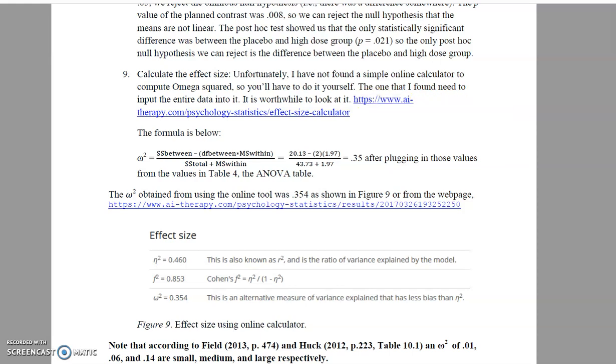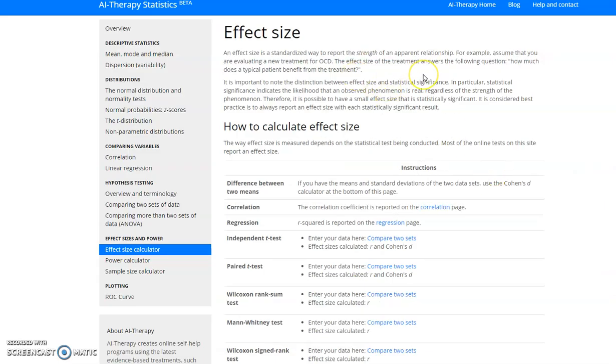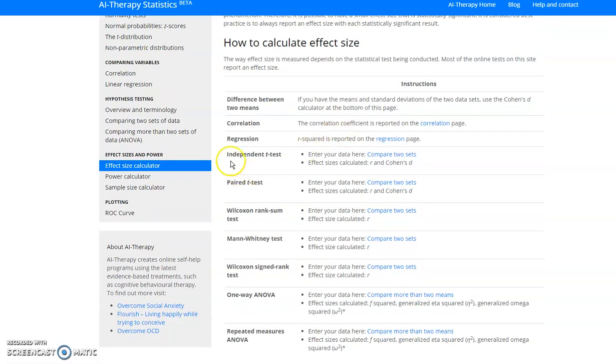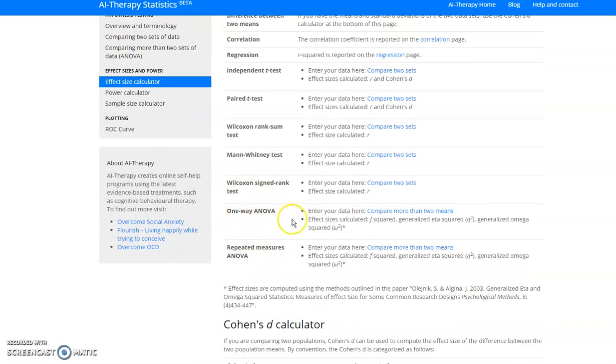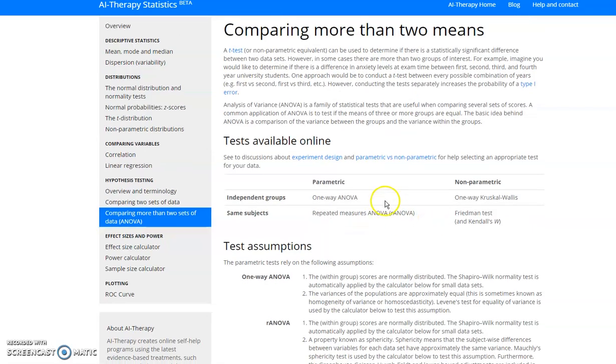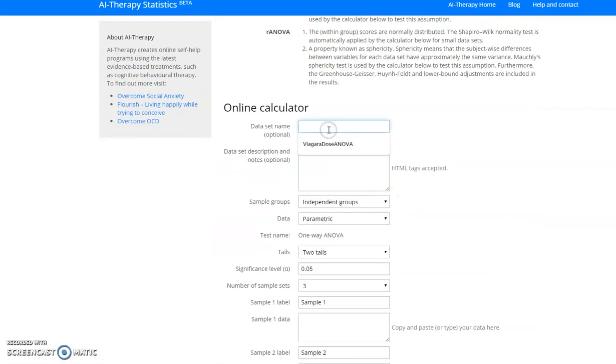So I'm going to go to this website. And this is what this website is. If you look at it, it actually calculates the effect size for independent t-test, paired t-test, Mann-Whitney test, Wilcoxon test, one-way ANOVA. So we want to look at one-way ANOVA. So I'm going to click on this one. So here is my test. I'm going to put in Viagra dose ANOVA. The reason it popped up is because I had already tried it once.